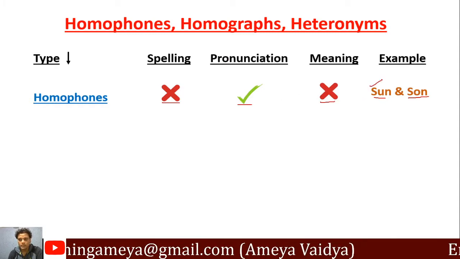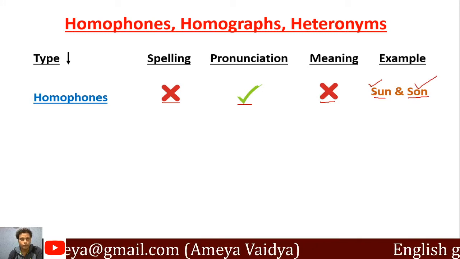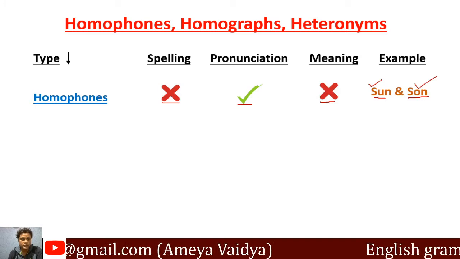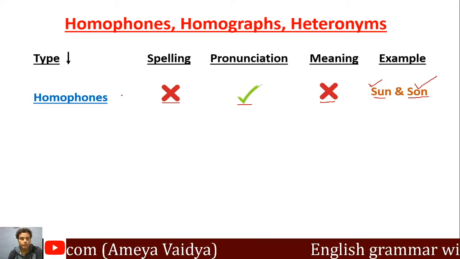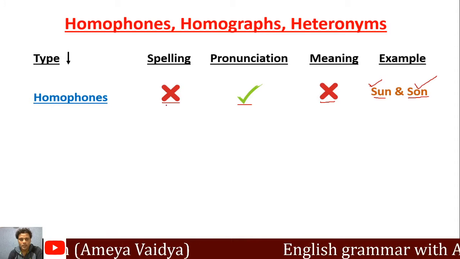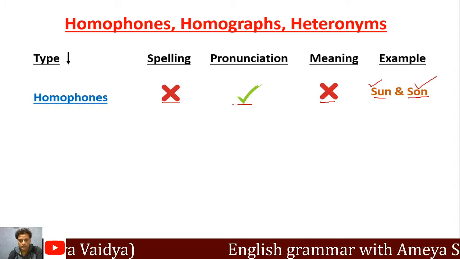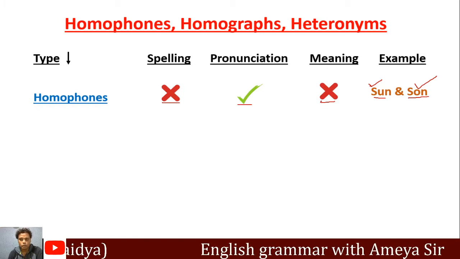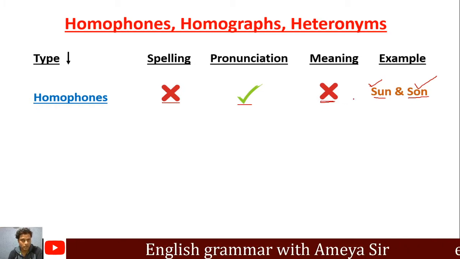Well, this one is our nearest star, and this is what I am to my father. So sun and son are different, are they not? Such words are homophones. What did we study? The spelling is not the same. The pronunciation is the same. The meaning is not the same. And so the example is sun and son.